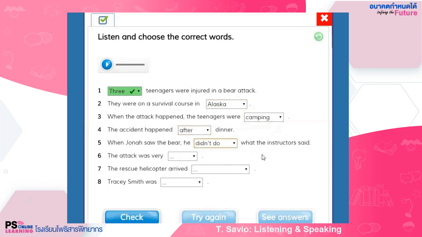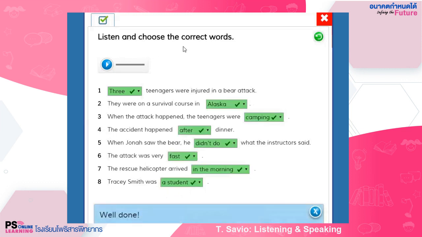The instructor had told them if they saw a bear that they should lie down and stay still. But instead, Jonah ran. Number 6. The attack was very fast. The rescue helicopter arrived in the morning. And number 8, Tracy Smith was a student. Let's check and see if the answers are correct. Well done, all correct.